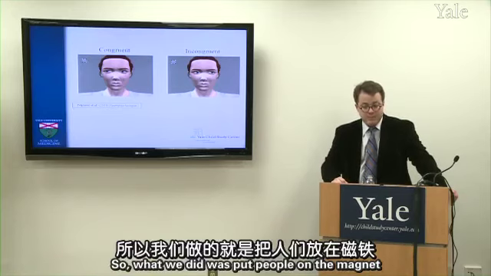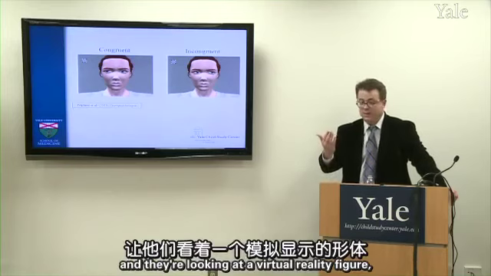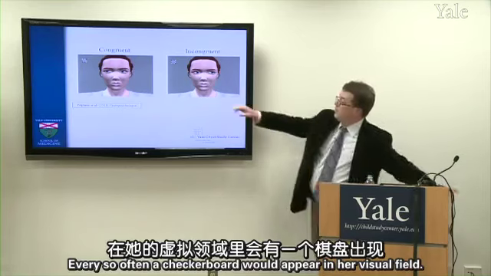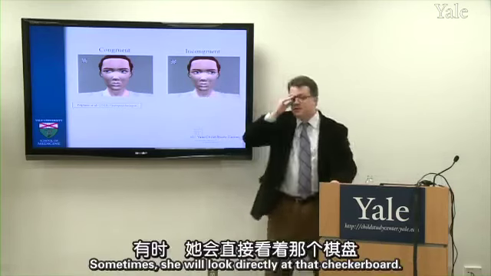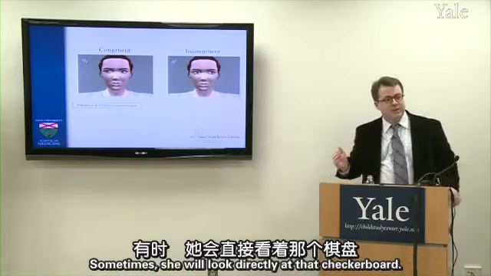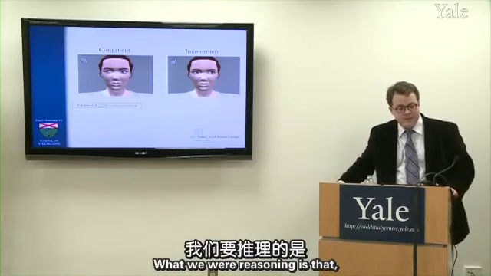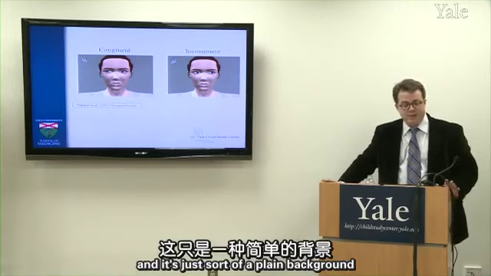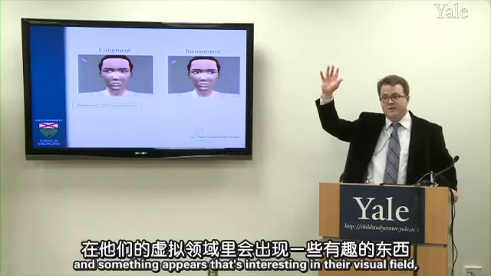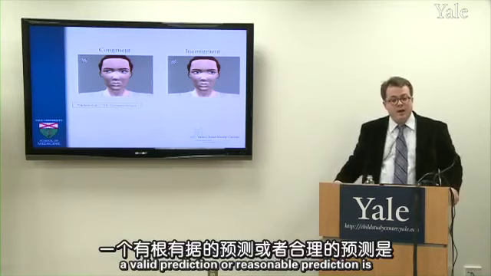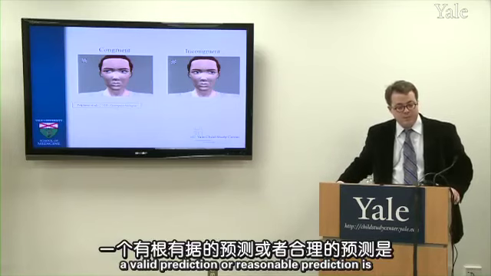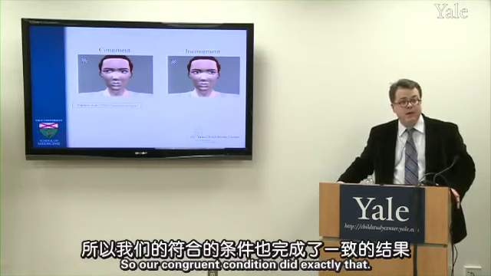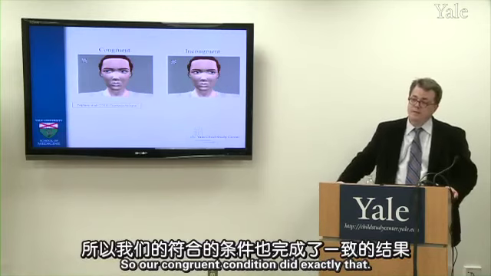So what we did was put people in the magnet, and they're looking at a virtual reality figure, this female character. And every so often, a checkerboard would appear in her visual field. And sometimes she would look directly at that checkerboard. And what we were reasoning is that if you're watching somebody, and it's a plain background, and something appears that's interesting in their visual field, a reasonable prediction is that they would look at that object that just appeared. Okay? So our congruent condition did exactly that.